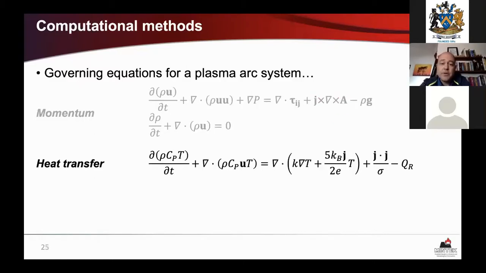Then the second component you need is the energy conservation equation. That governs all the heat transfer effects, so that's describing the temperature field in the arc. And again, to complete it, you need to include some additional source and sink terms for heat transfer by electrons, resistance heating as current passes through the plasma, and also losses by thermal radiation.